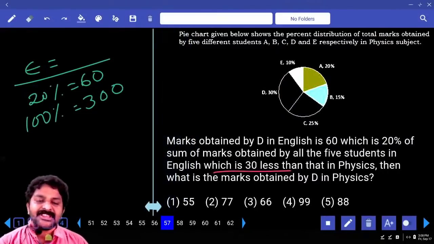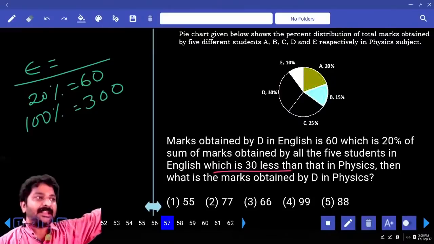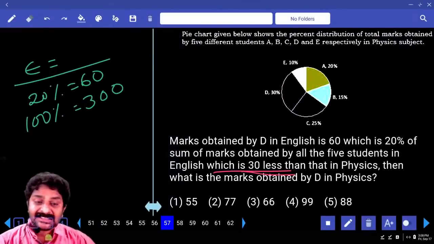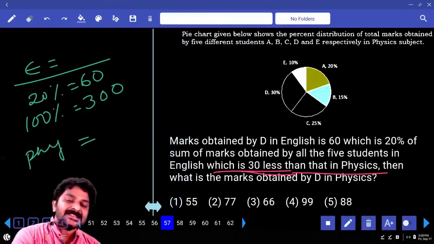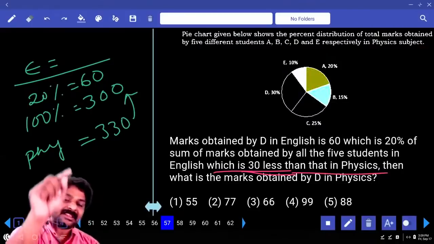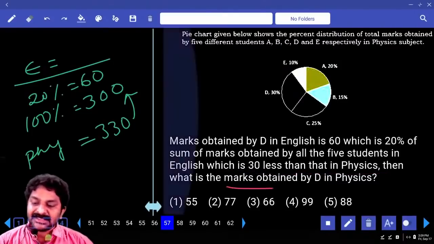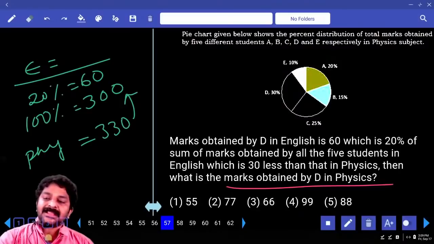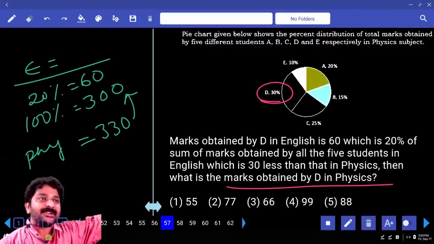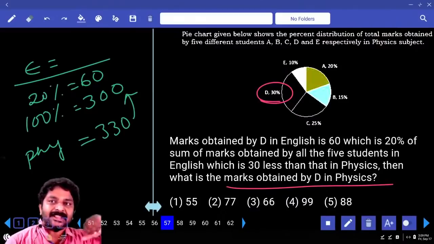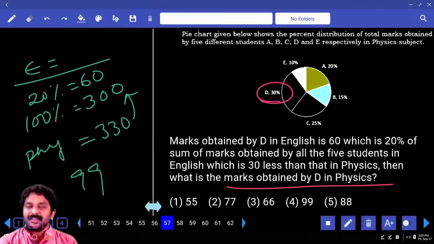Which means total marks obtained by all 5 students together in English, 300, is 30 less than that in physics. That means in physics it must be 330, then only 300 will be 30 less than 330. Is this clear? Next. Then what are the marks obtained by D in physics? Marks obtained by D in physics, what percentage is it? For all 5 students together, total marks obtained in physics is 330 only. Out of 330 we have to calculate 30%, which is 99, fourth option.